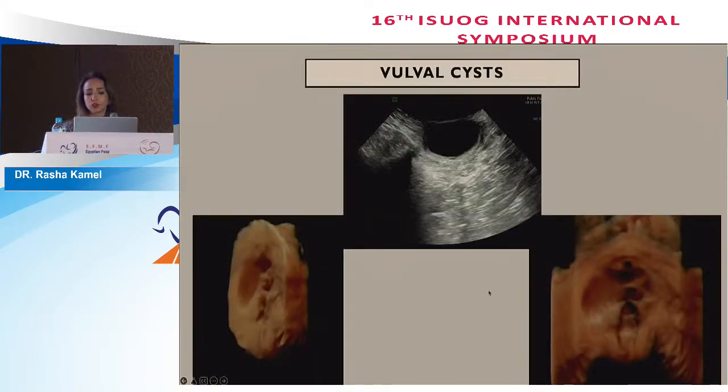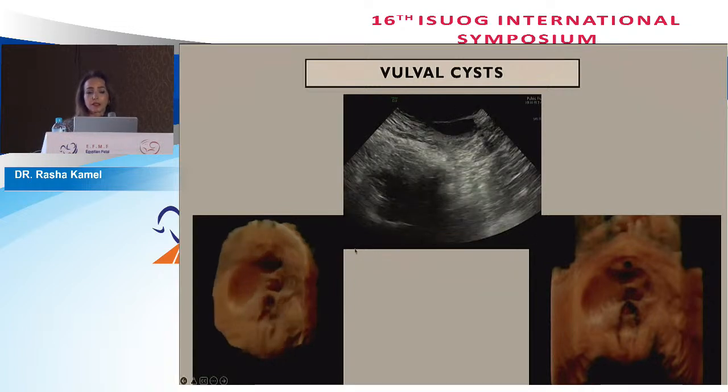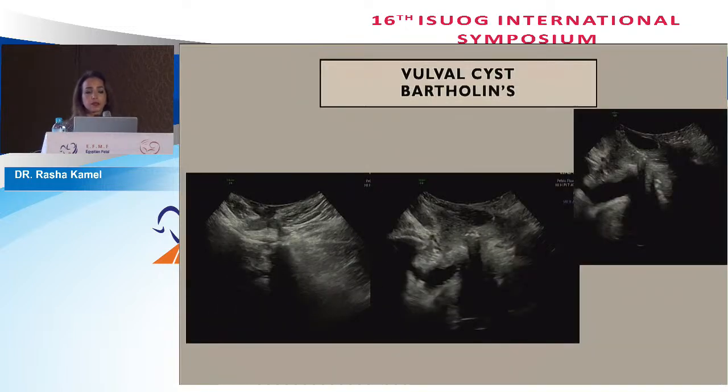This is a very interesting case. We were scanning this patient. She did not even know that she had a vulval cyst, and this is a vulval cyst seen by transperineal ultrasound. Here is the volume of the cyst. This is another example of a vulval cyst, which is a Bartholin cyst here.